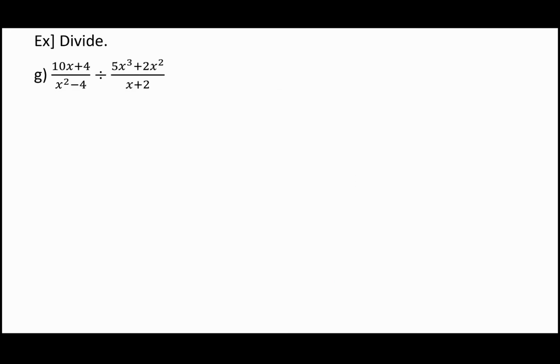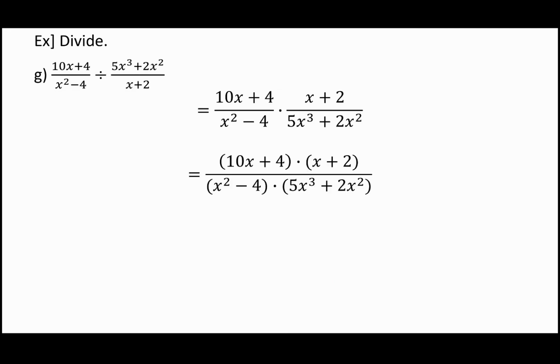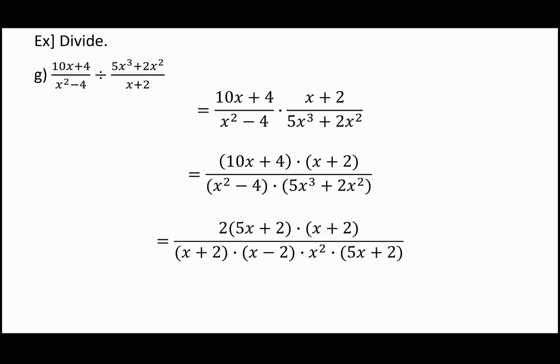Moving on. All right, keep, flip, change. Show the multiplication. Factor, factor, factor, factor, as much as you possibly can. Look for common binomial factors and other numerical factors everywhere that you can. Slash, slash, and report everything that is left.